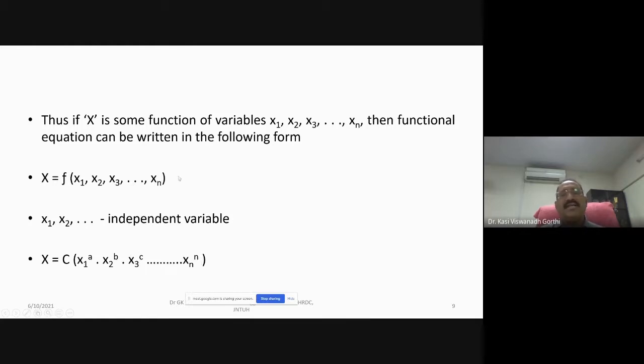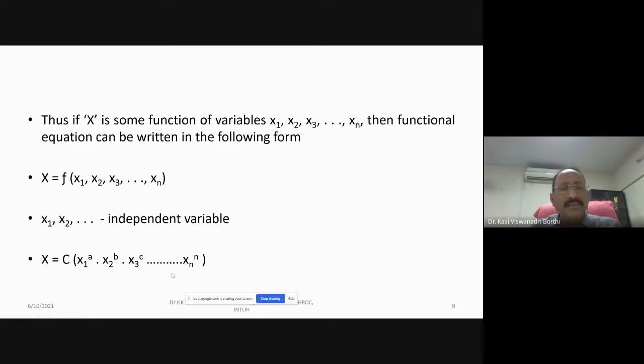So what is the change that has been made? All commas are separated here in the case of the functional relation, whereas here all the terms are now multiplied, x1 into x2 and so on. Further, each independent variable is raised to an exponent power a, b, c, and so on.